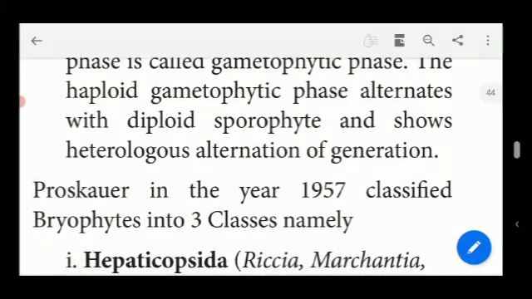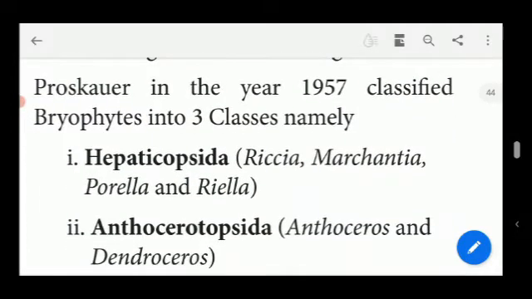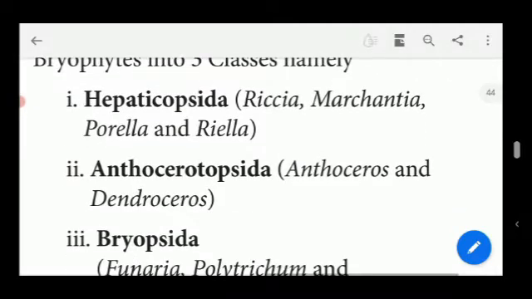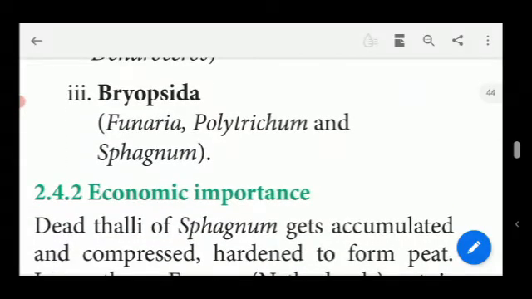Proskauer in the year 1957 classified bryophytes into three classes. They are Hepaticopsida. Examples for Hepaticopsida are Riccia, Marchantia, Porella and Reboulia. Then Anthocerotopsida, with examples Anthoceros and Dendroceros. And Bryopsida, with examples Funaria, Polytrichum and Sphagnum.